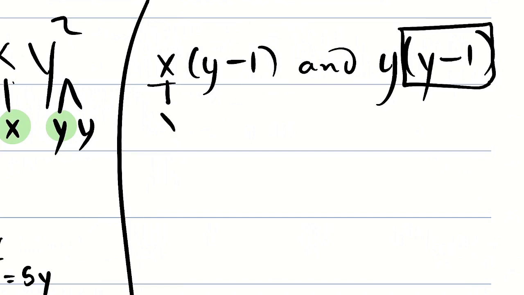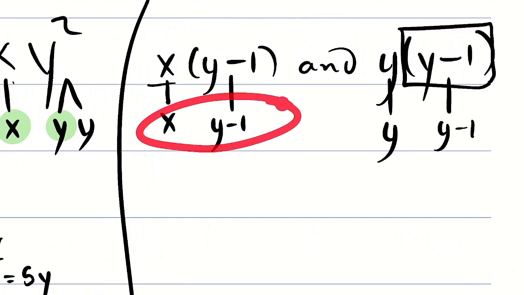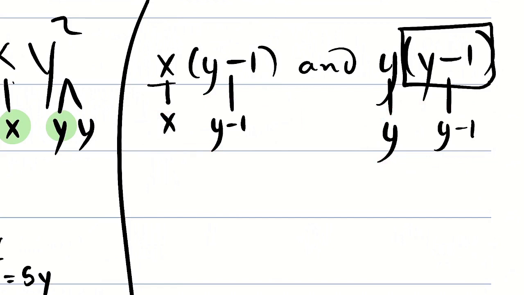The x is just x, and then you also have this factor, which is y minus 1. So now let's look at the other side. We have a y, we don't have any other factors, but we also have a y minus 1. So then we try to find out, what do these two have in common? Well, they both have y minus 1 in common. So the greatest common factor is going to be y minus 1. That's it.